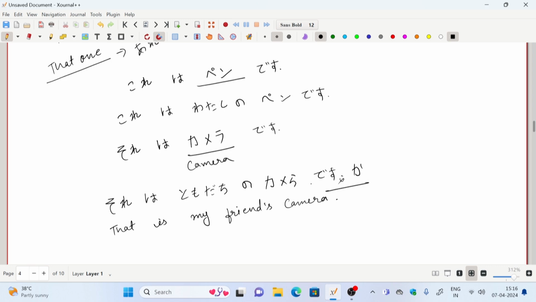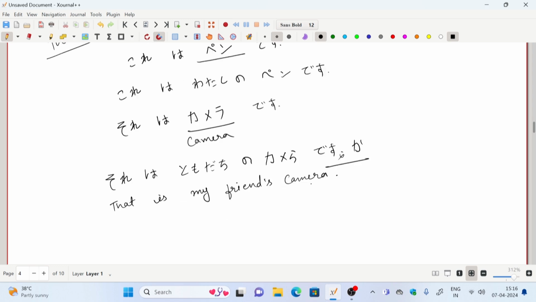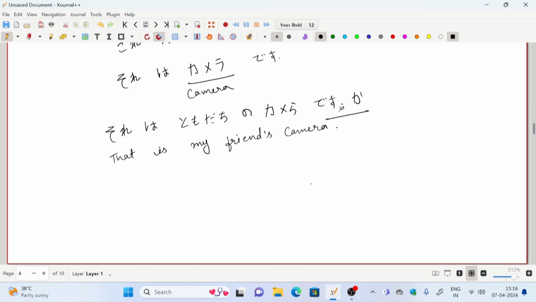Now if you ask a question with are and say what is that, when something is really far, we say are wa nan desu ka? Nan is the question word, which is what. Are wa nan desu ka? You can answer, are wa daigaku desu. Okay, so that very far thing is a university. Anything we can answer for that.